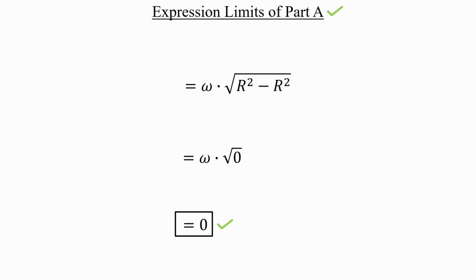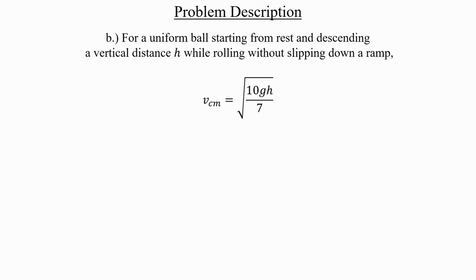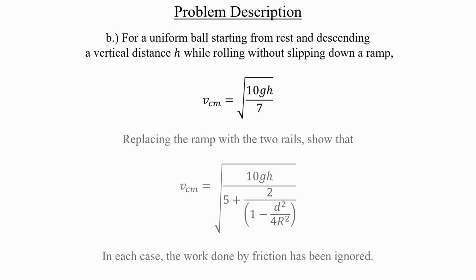Part B is another round of expression matching. We're provided with the center of mass velocity of the ball if it were to roll down a ramp from a vertical distance of h starting from rest. It's our job to switch out the ramp for the rails and get the following. Since there's a change of height involved here, it would be a really good idea to take advantage of energy conservation. So let's do that next.